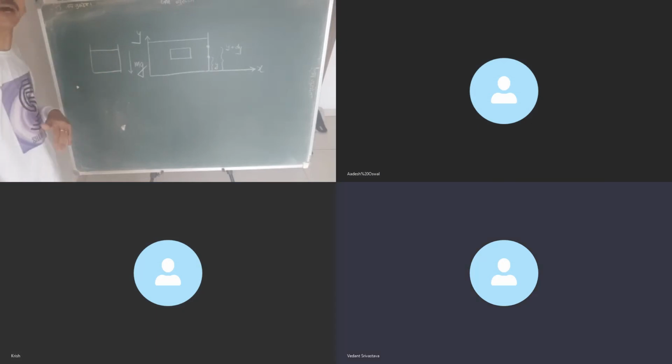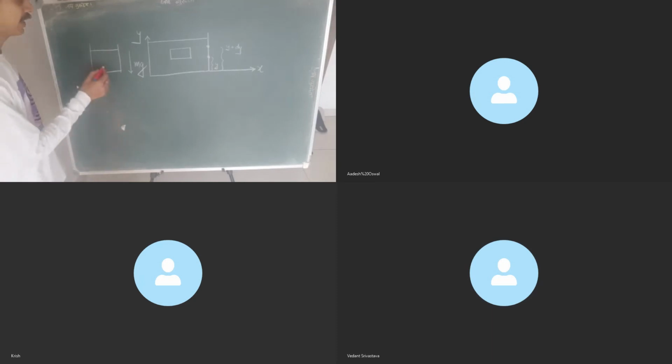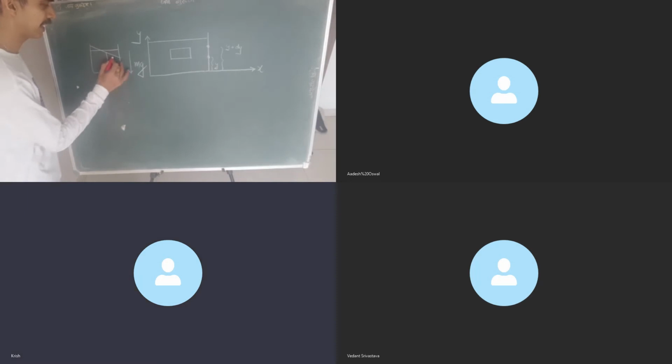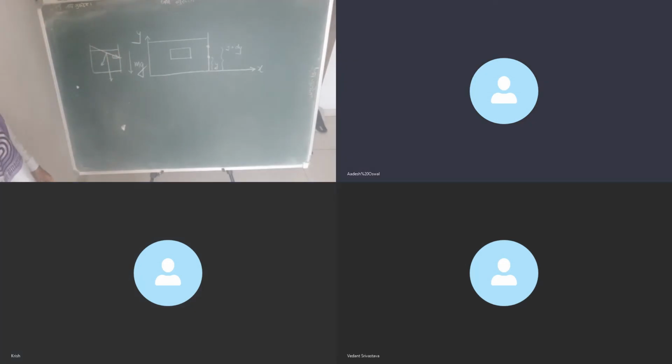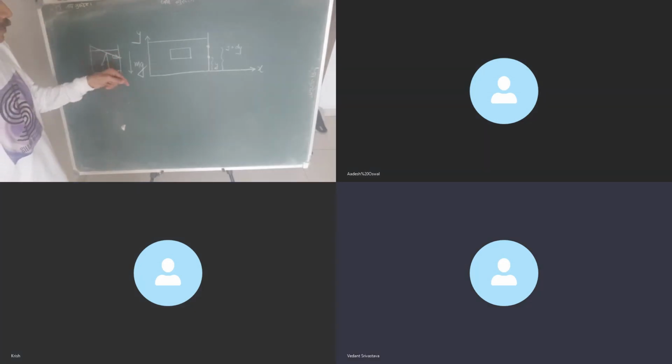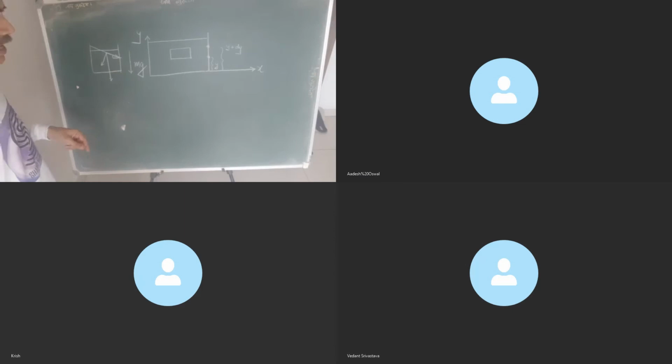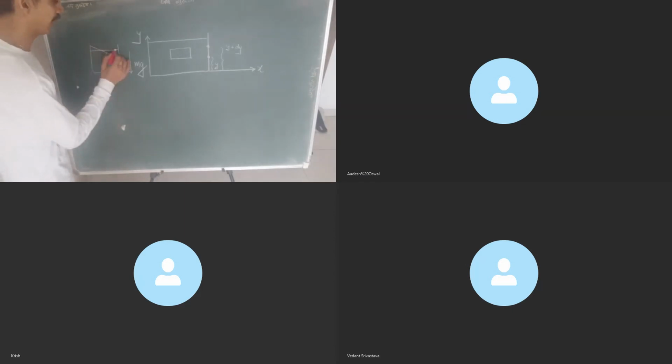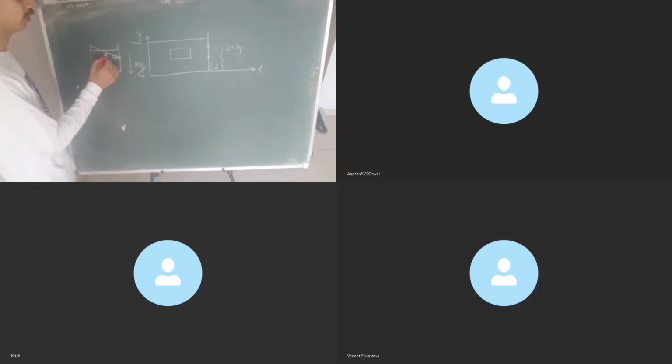Then the person will ask, why so? Why will it try to make an angle of 90 degrees to it? Then you will say, if it is not 90, if you take it at an angle theta, let us say this is theta, then there will be a component of mg parallel to the surface, correct? Yes, sir. And if there is a component of mg parallel to the surface, then the liquid can never be in this shape. There will be a component parallel to its surface.